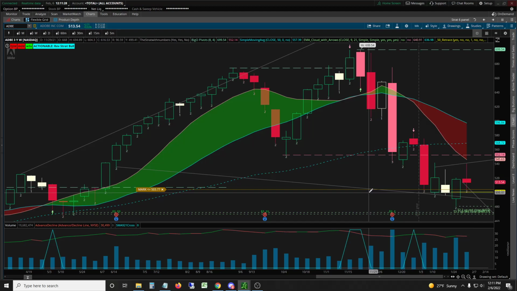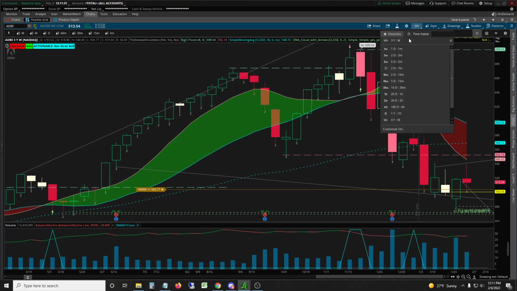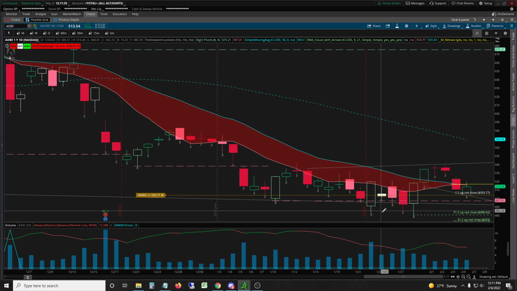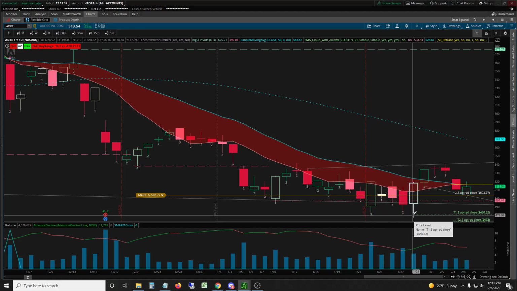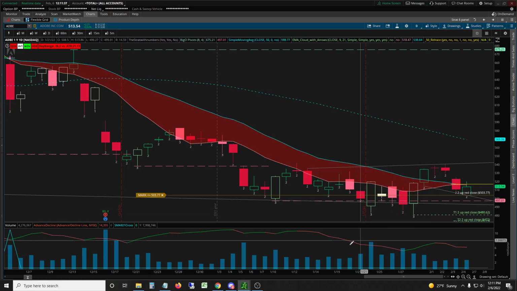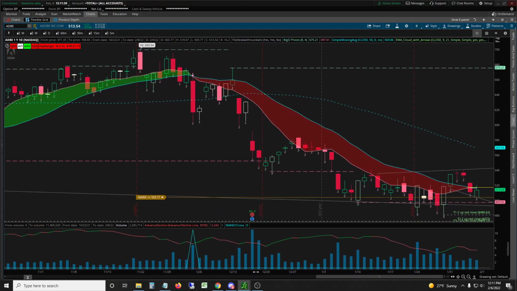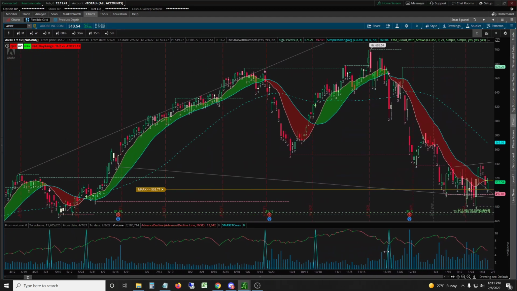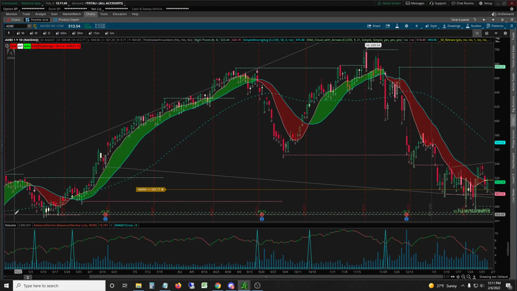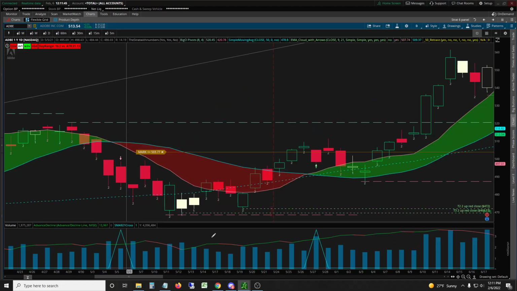So I'm looking for a break below 503.77 for our entry. Target 1 is going to be this low here of 480.62. So that's a $20 move for target 1. Target 2, we have to come way back here to look for these targets. Target 2 is right here at 472. Target 3 is down here at 469.